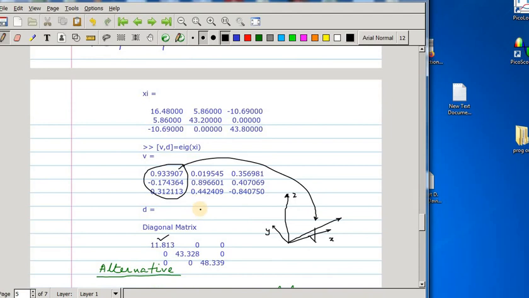getting from here. So I request you to repeat this in any software you like. So let me stop here.